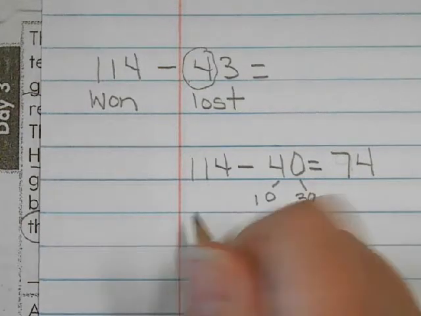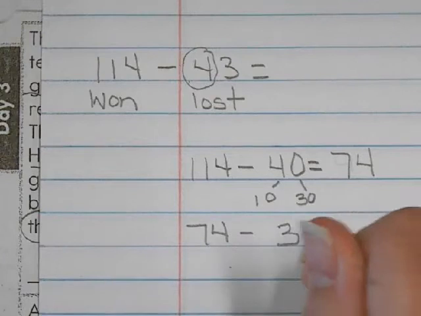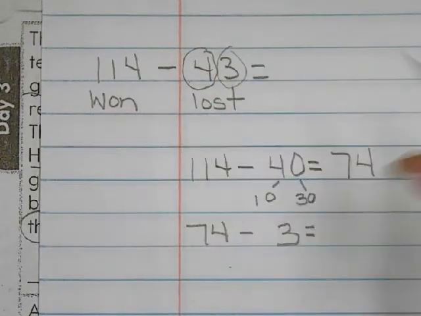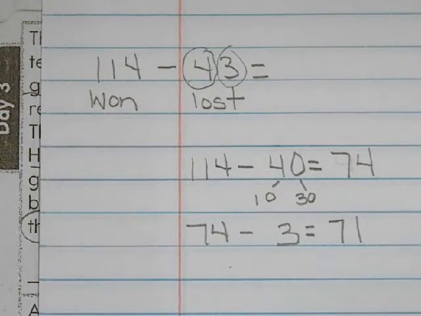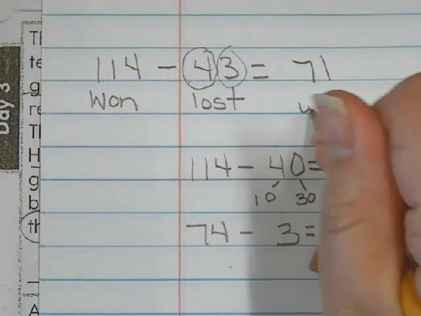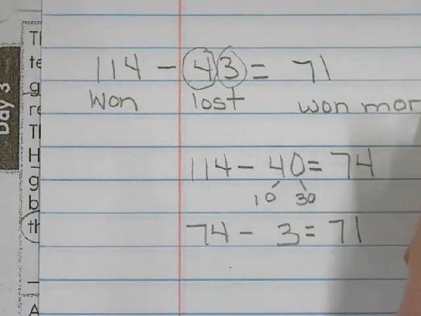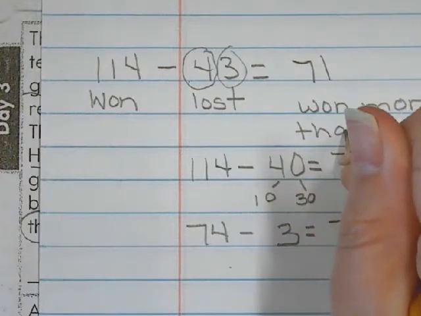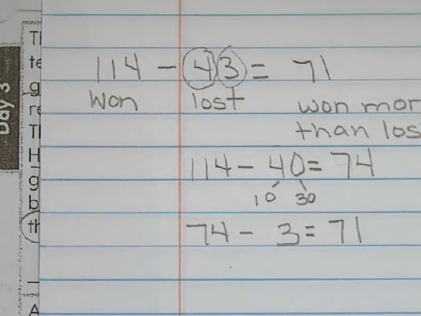I'm going to take the 74 now and subtract the 3, which is in the ones place, and that is going to give me 71. So we found that they won 71 more games than they lost. And we are going to label that here in our equation.